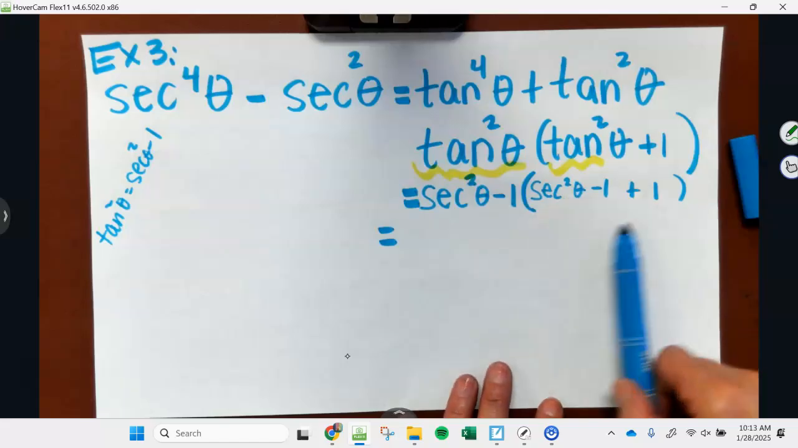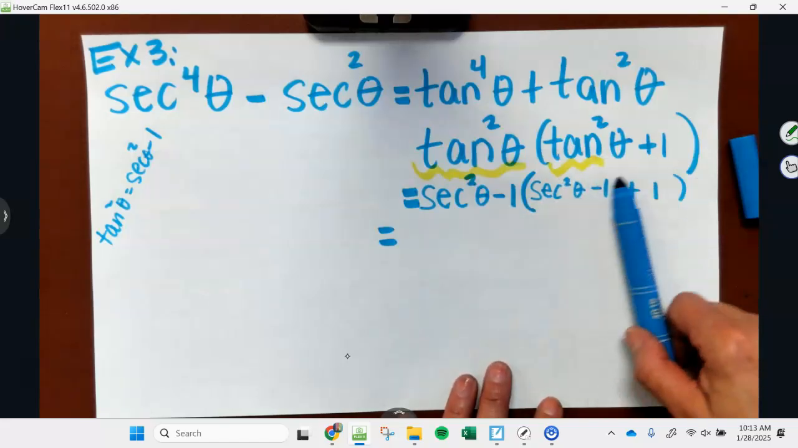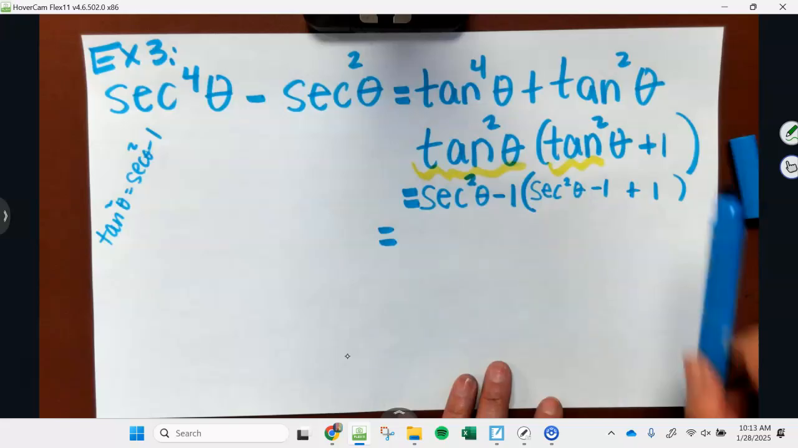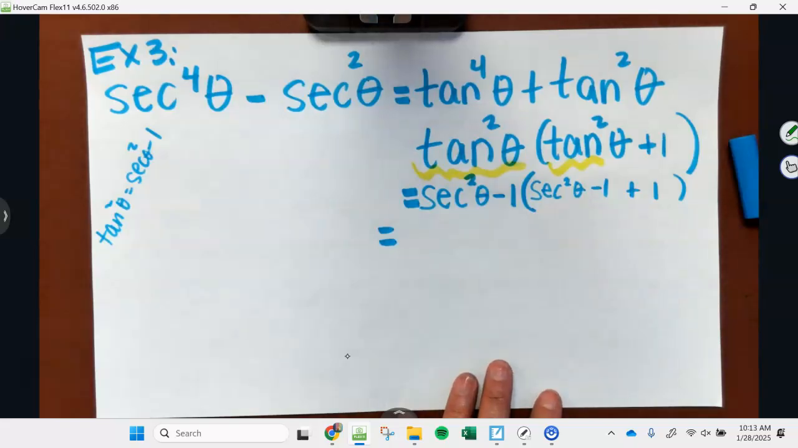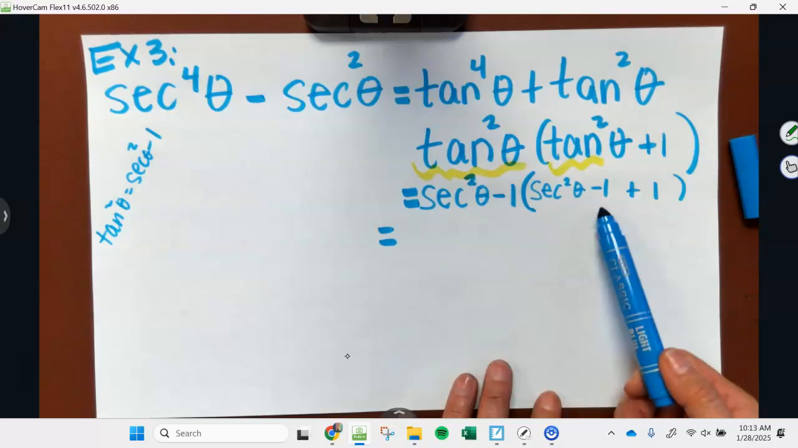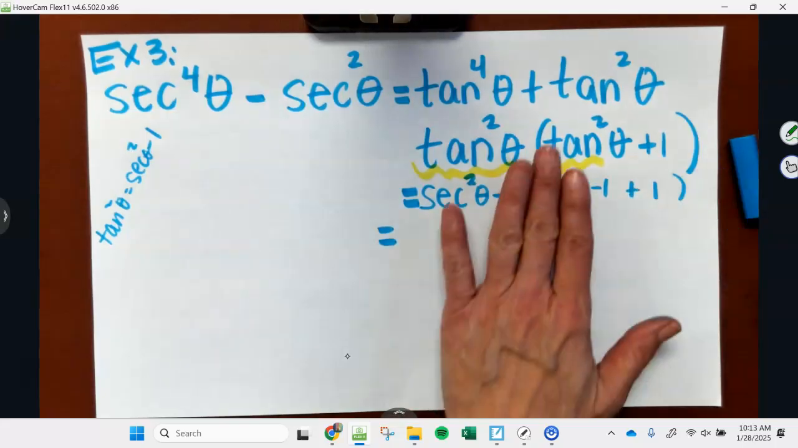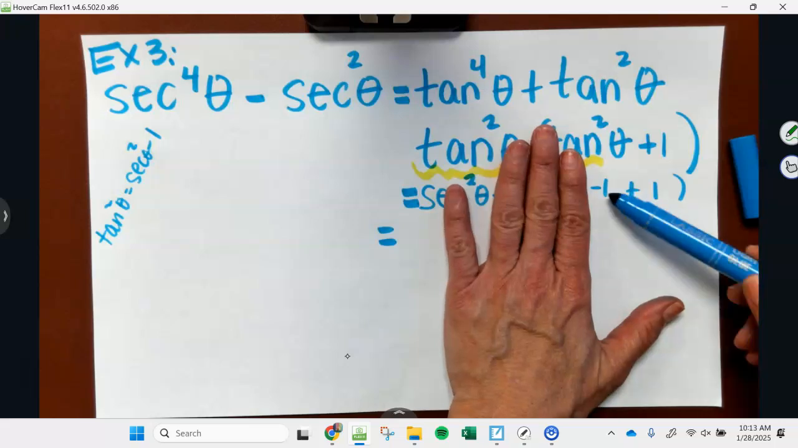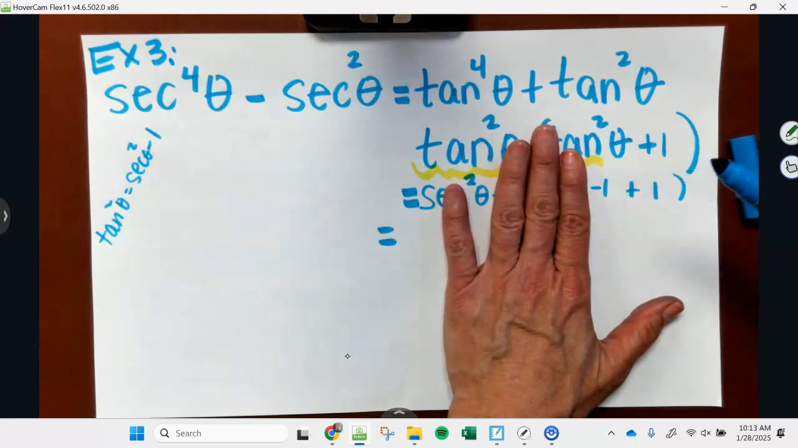Do y'all see what's happening in these parentheses? Do y'all see what's going on here? What's this? If I cover that up, would that help? What happens here? Yeah.